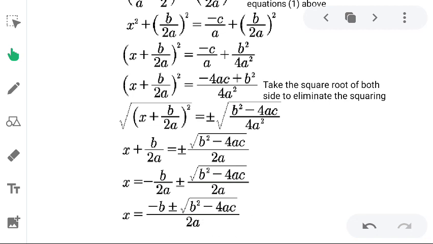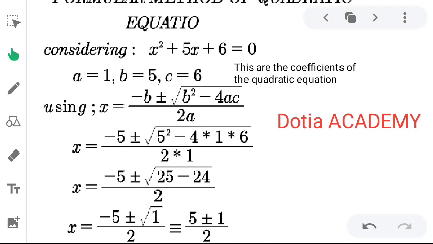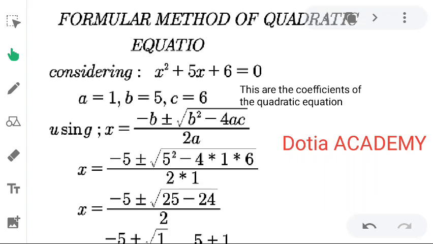I'm now going to consider the third example, the third method of solving quadratic equations, which is the use of the formula. Consider this formula on it. So the first example I've been dealing with is that of x squared plus 5x plus 6 is equal to 0.